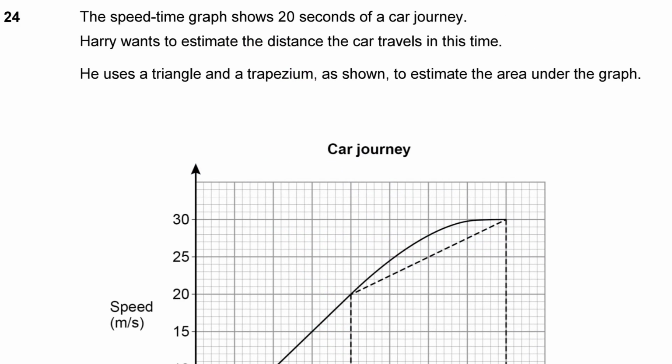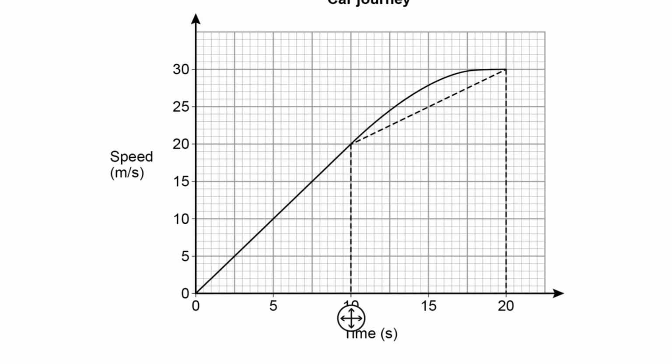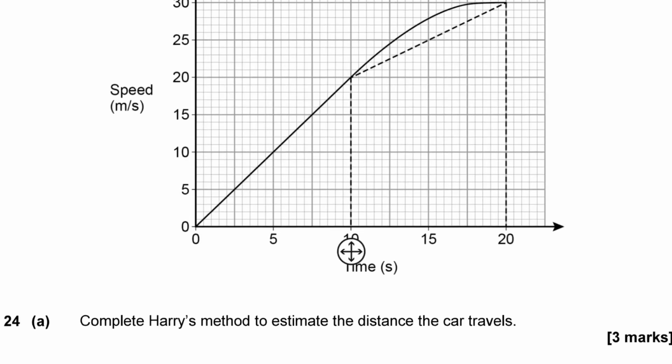Question 24. The speed time graph shows 20 seconds of a car journey. Harry wants to estimate the distance the car travels in this time. He uses a triangle and a trapezium as shown to estimate the area under the graph. Okay, so we've got a speed time graph, and you should know that the area under a speed time graph is the distance travelled, and we need to complete Harry's method to estimate the distance the car travels. So basically we're going to find the area of these two shapes and use it as an approximation of the total distance travelled.